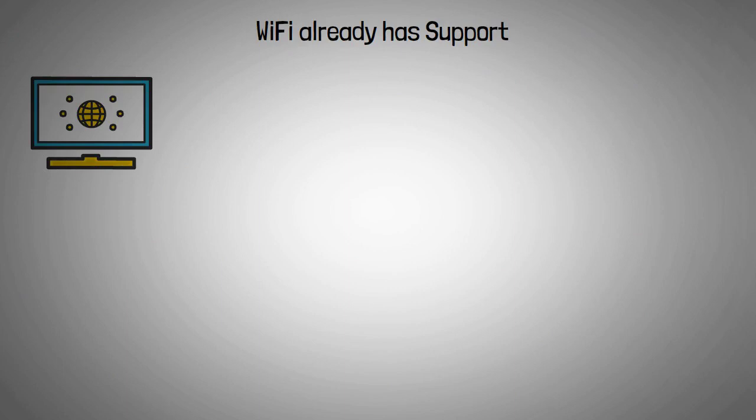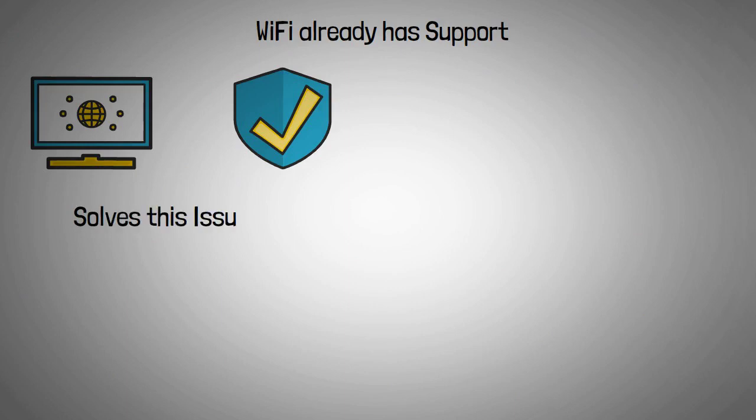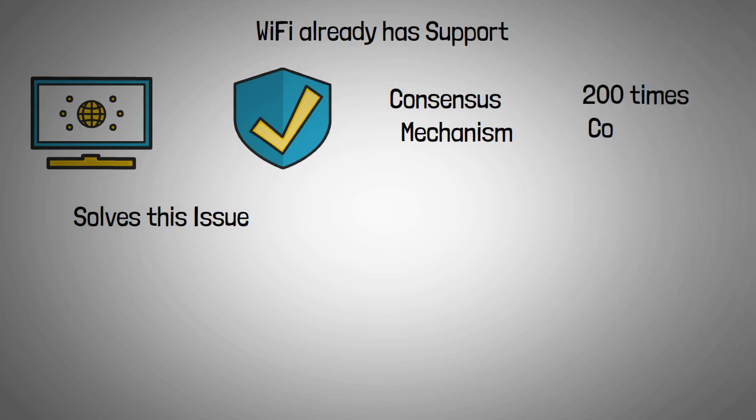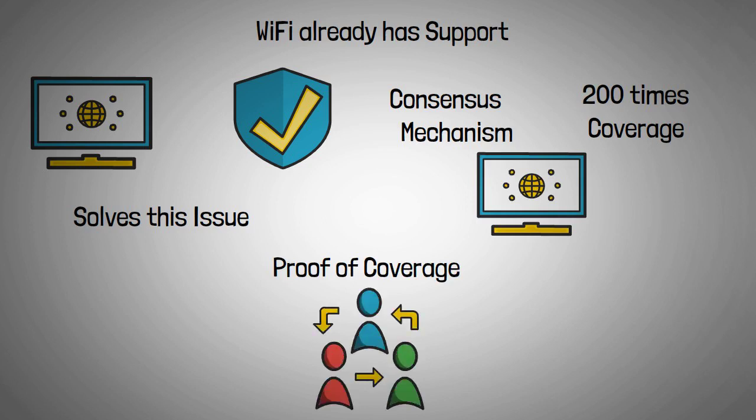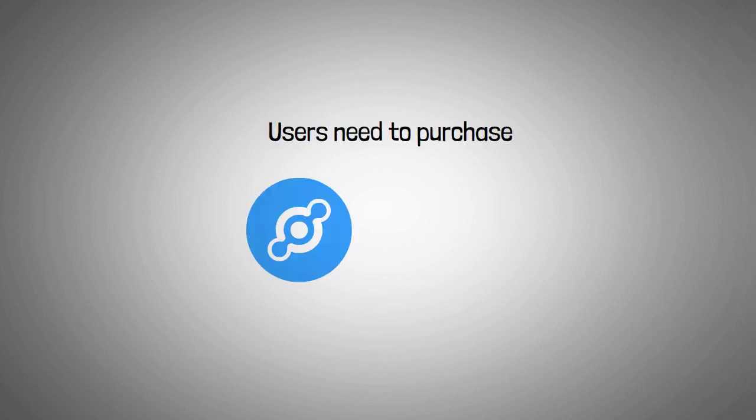Wi-Fi already has support for IoT devices. However, supporting as many different devices as possible brings up privacy concerns. Helium solves this issue using a decentralized architecture and consensus mechanism that gives the network 200 times greater coverage compared with Wi-Fi connection with the IoT. The consensus mechanism that the network runs on is known as proof of coverage and is also responsible for distributing rewards to HNT holders and node operators. Users need to purchase a mining device from the Helium website to set up hotspots. Miners produce radio frequencies by connecting to the network, while the proof of coverage mechanism validates hotspot locations.